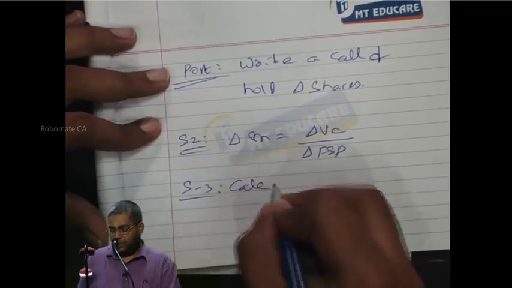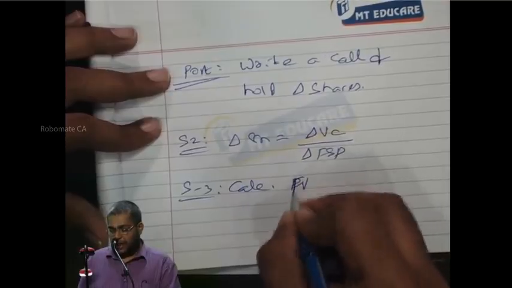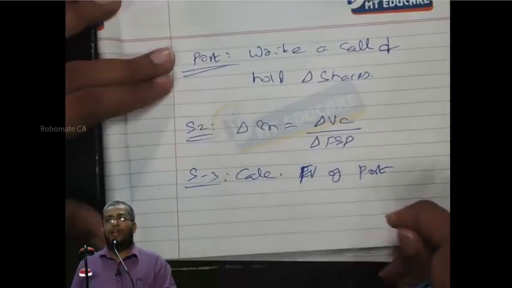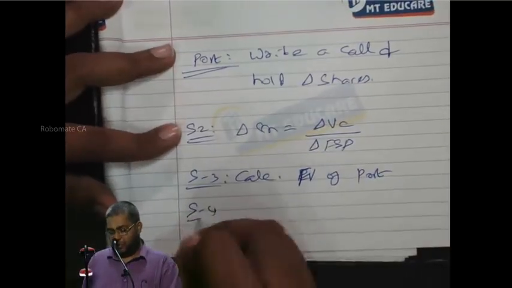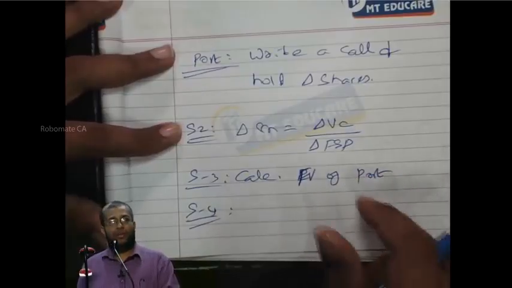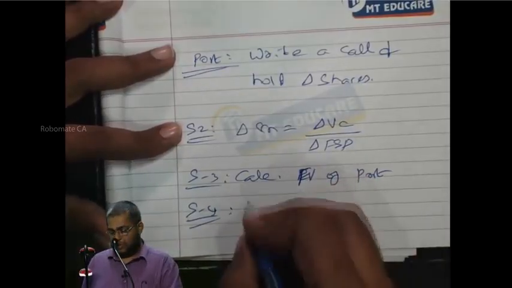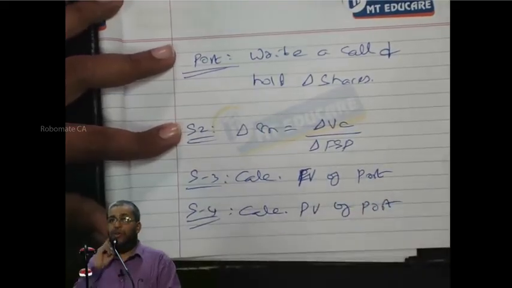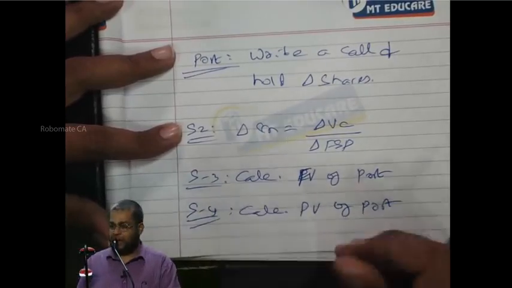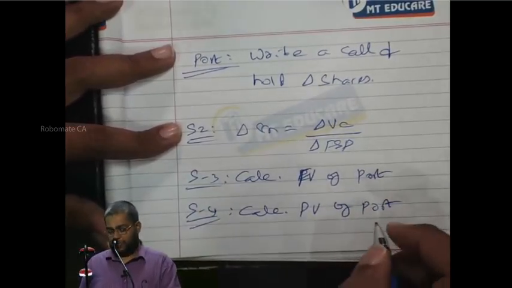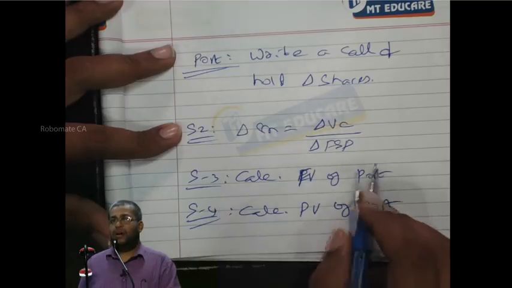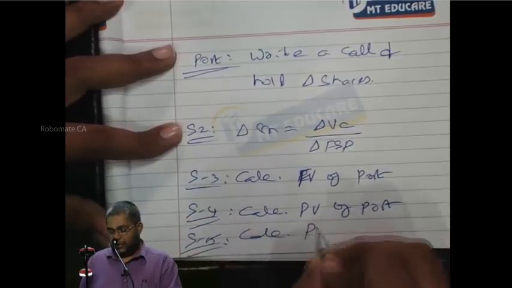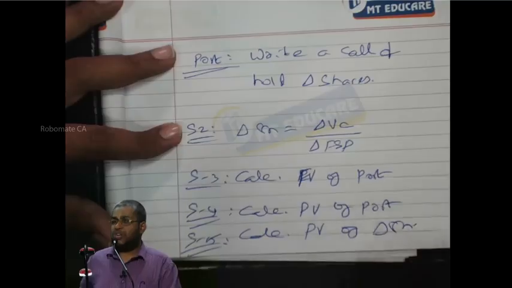Step 3: calculate future value of portfolio. Step 4: calculate present value of portfolio. If I discount the future value, I will be getting the present value. Step 5: calculate present value of delta shares.